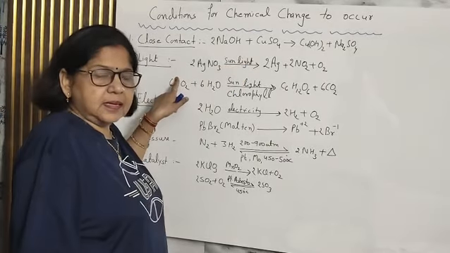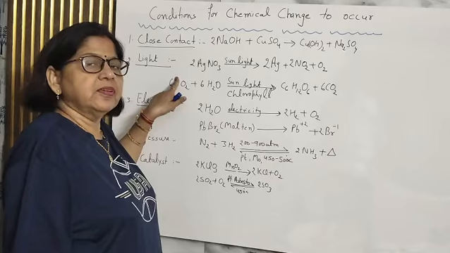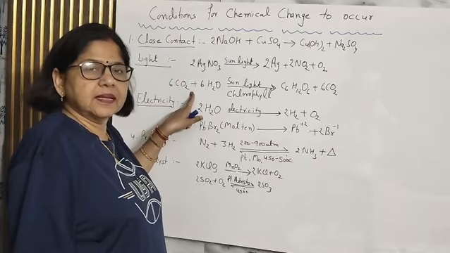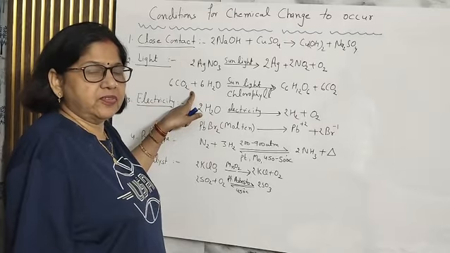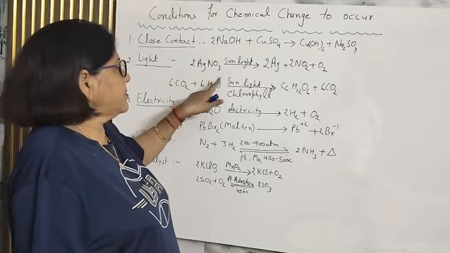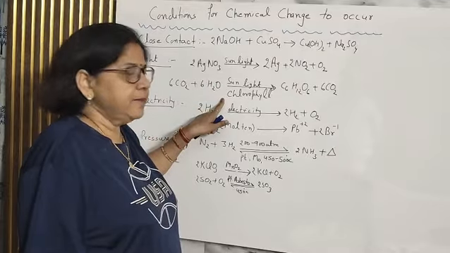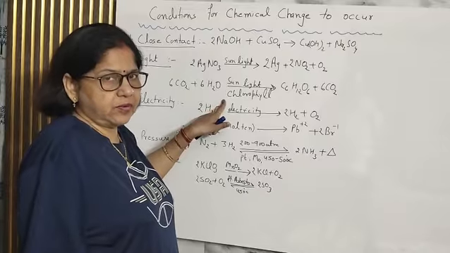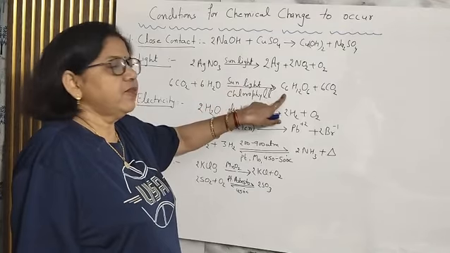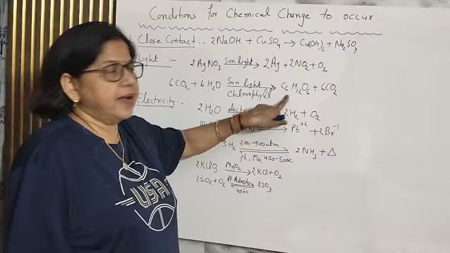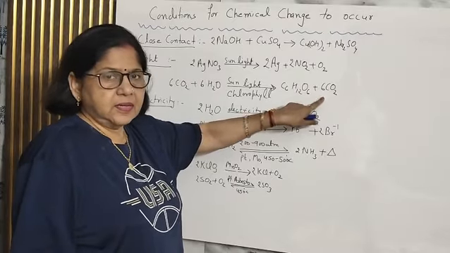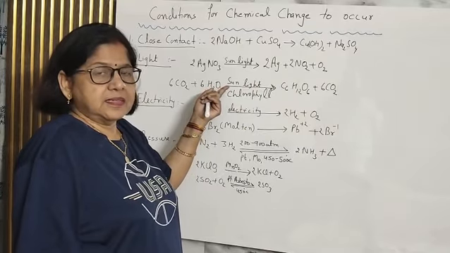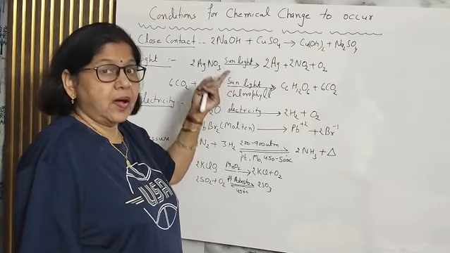Second is light. There are many reactions which take place in the presence of light. You know the very simple reaction from your childhood, photosynthesis. What is that? In the presence of sunlight and chlorophyll, the carbon dioxide from the atmosphere and the moisture react together and form glucose, and oxygen is released. What is necessary? The light. Photosynthesis in the dark is not possible.